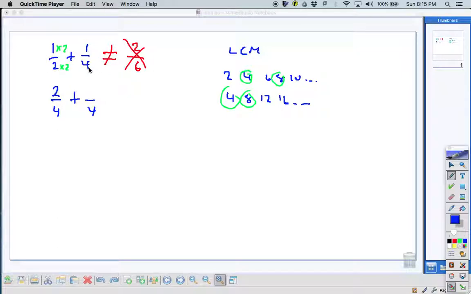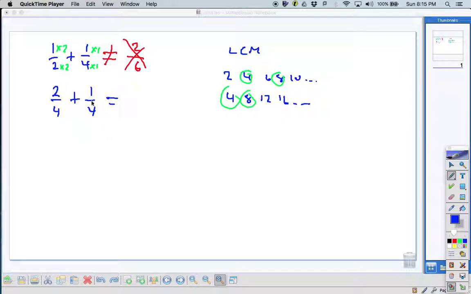Now we're going to do the same thing here. We go from 4 to 4, and you multiply it by 1. And if you multiply the bottom by 1, you multiply the top by 1. And the nice thing about multiplying by 1 is it doesn't change your fraction, so this is still the fraction 1/4.